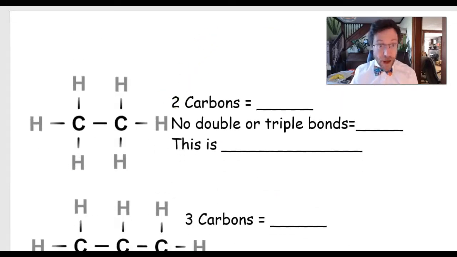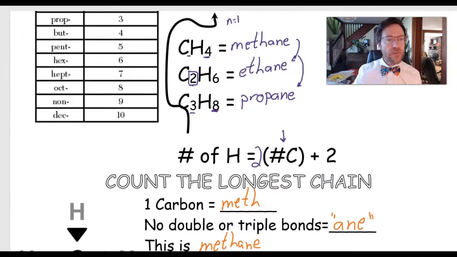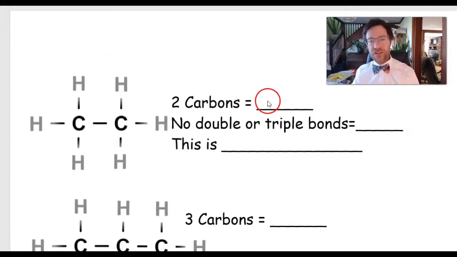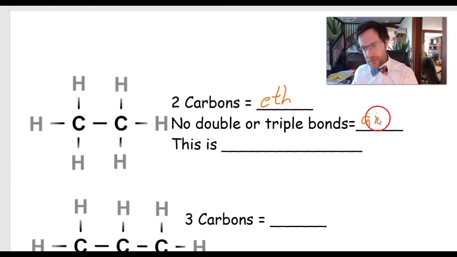Next. All right, let's look at this one. Let's see how many carbons. 1, 2. Wait, am I right? 2 carbons is... Oh, yeah, 2 carbons is eth. Very nice. So this starts with eth. It's all single bonds, all saturated. That's ane. This is ethane. You guys see how this works?